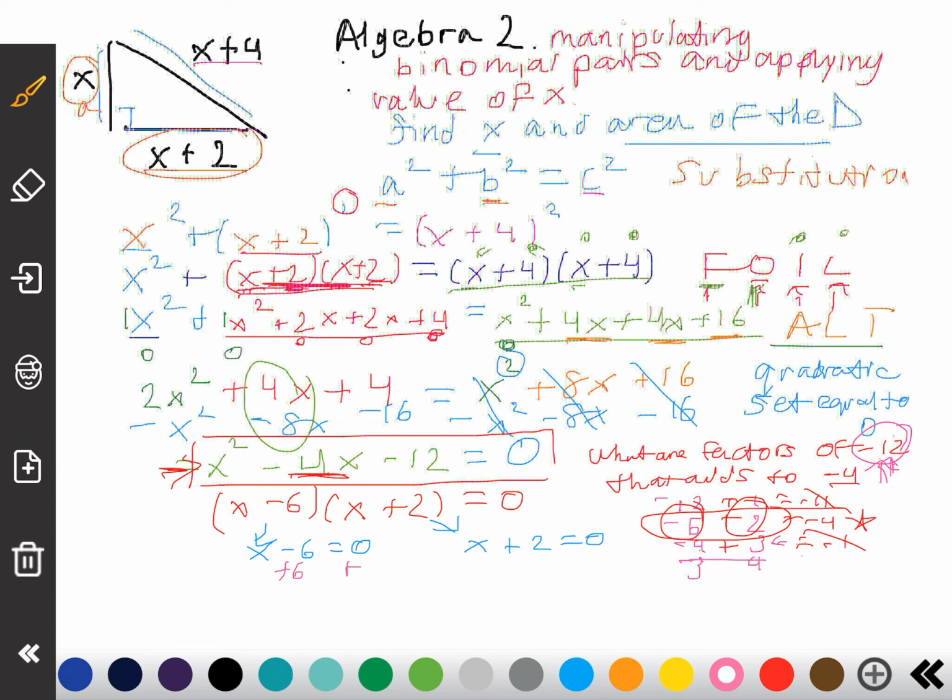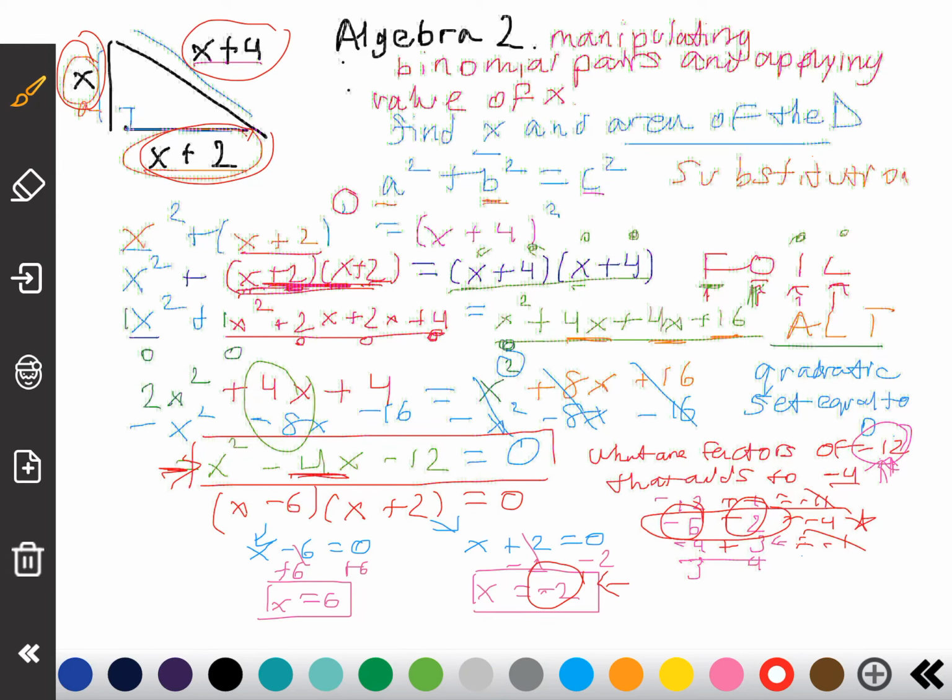We add 6 to both sides. This is x is equal to 6. On the other one, x plus 2 equals 0. Let's subtract 2 from both sides, and x is equal to negative 2. Even though we have two solutions, only one must match the final result. So if we apply that negative 2 in for the x's, it seems like it's not going to make sense because we'll be inquiring a negative distance and we can't have a negative distance. So this one is out of the system.